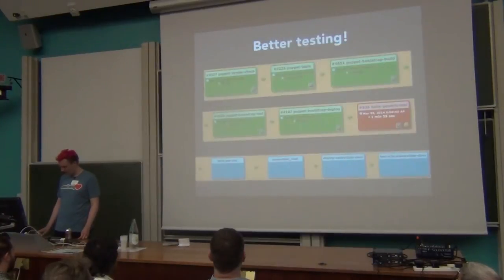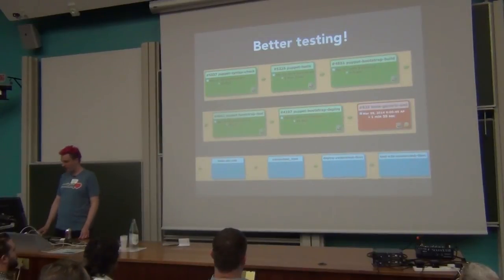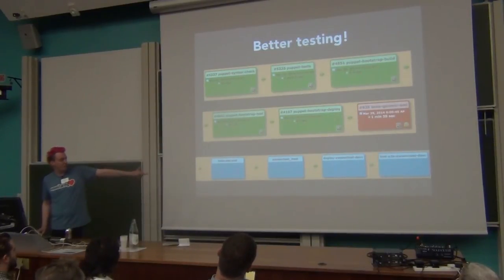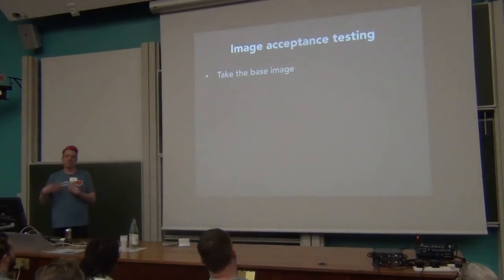Cool, I've got 5 minutes left, I'm running out of time. So let's talk about beta testing for a couple of minutes. This is like the bottom part of this diagram, we've seen the top part already. What we do is image acceptance testing.